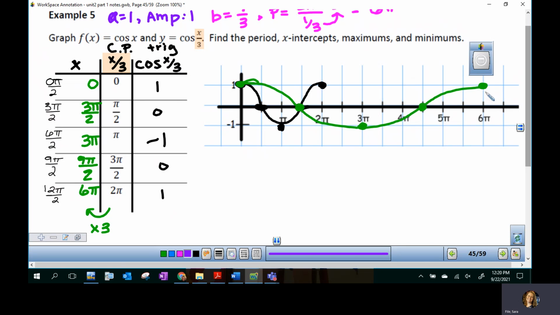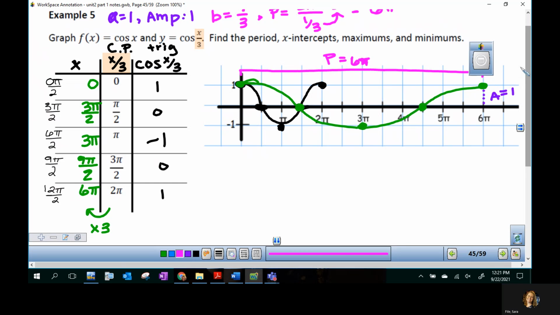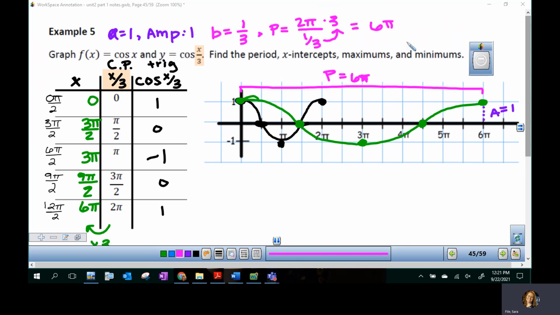I'm going to verify my amplitude. That's 1. Is that what we said it would be at the beginning of the question? Okay, the period from the beginning of the cycle to the end of the cycle, from a high point to a high point, 0 to 6 pi, that's 6 pi radians. Is that what we said the period should be? Yeah. So the amplitude and period check out to what we said they should be based on looking at the equation. So that's good.